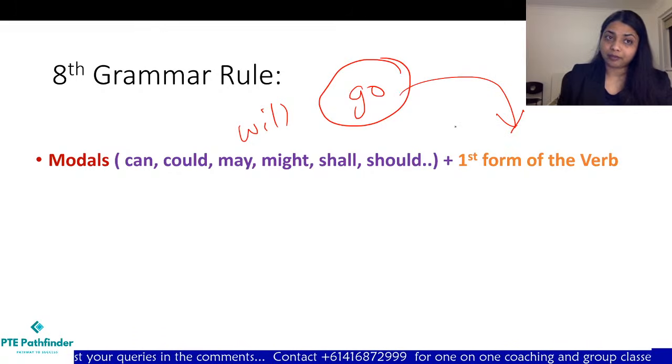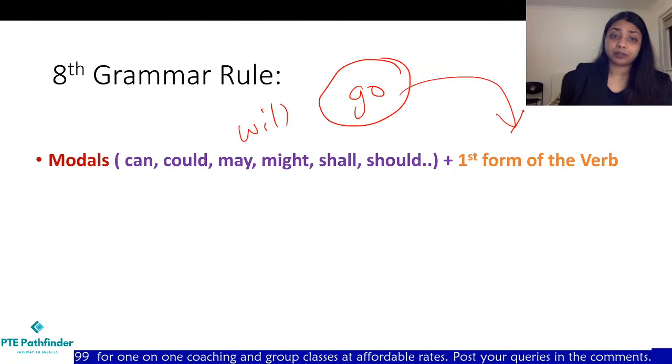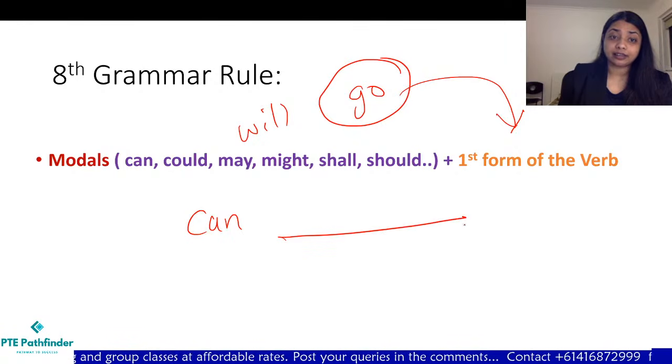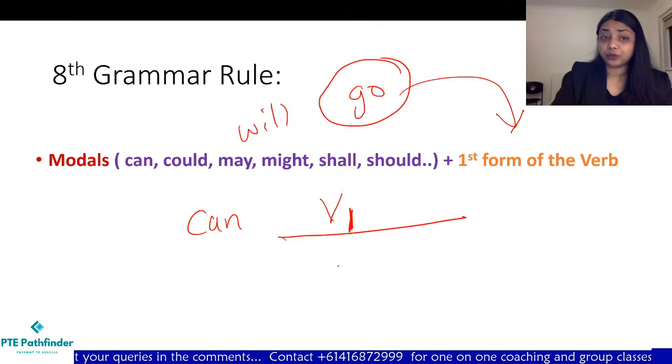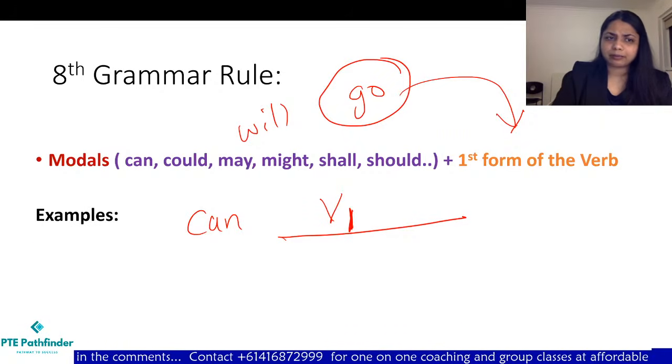So remember the 8th grammar rule. It's about modals, and modals are always followed by the first form of the verb. So let's say if you have a blank after the word can. So in that particular case, you're looking for V1. That is the first form of the verb. So some examples in here.